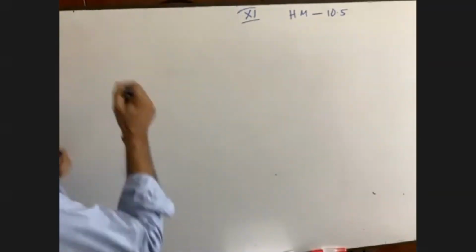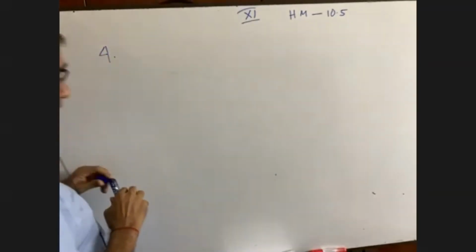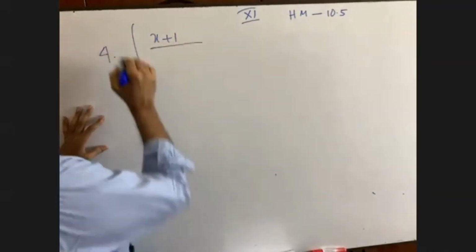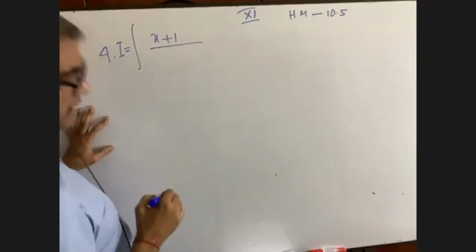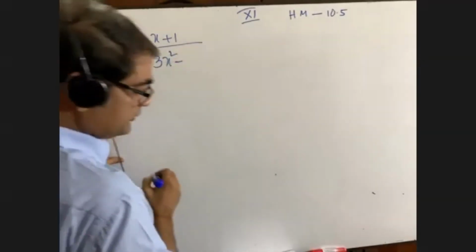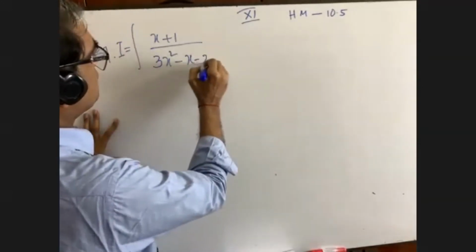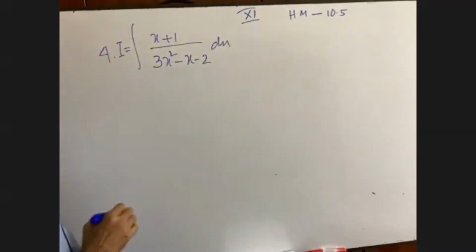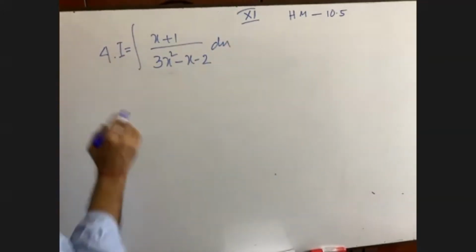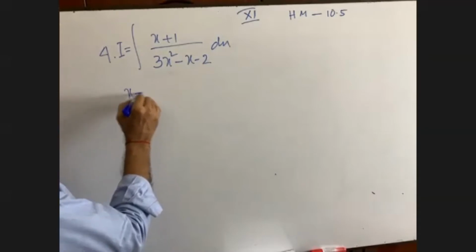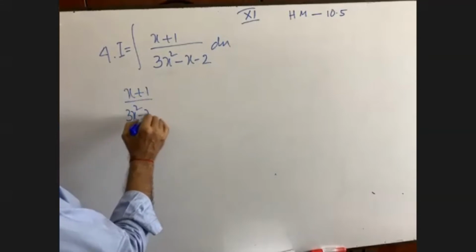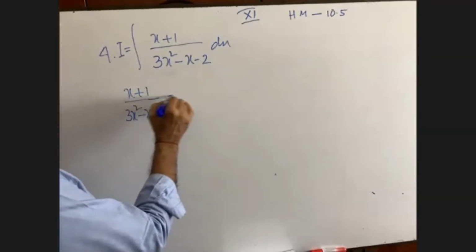Suppose we are going to do question number 4 here. This is I equal to integral of x plus 1 by 3x square minus x minus 2 dx. This is a little bit lengthy math. So what do we do? We get x plus 1 by 3x square minus x minus 2 is equal to what?